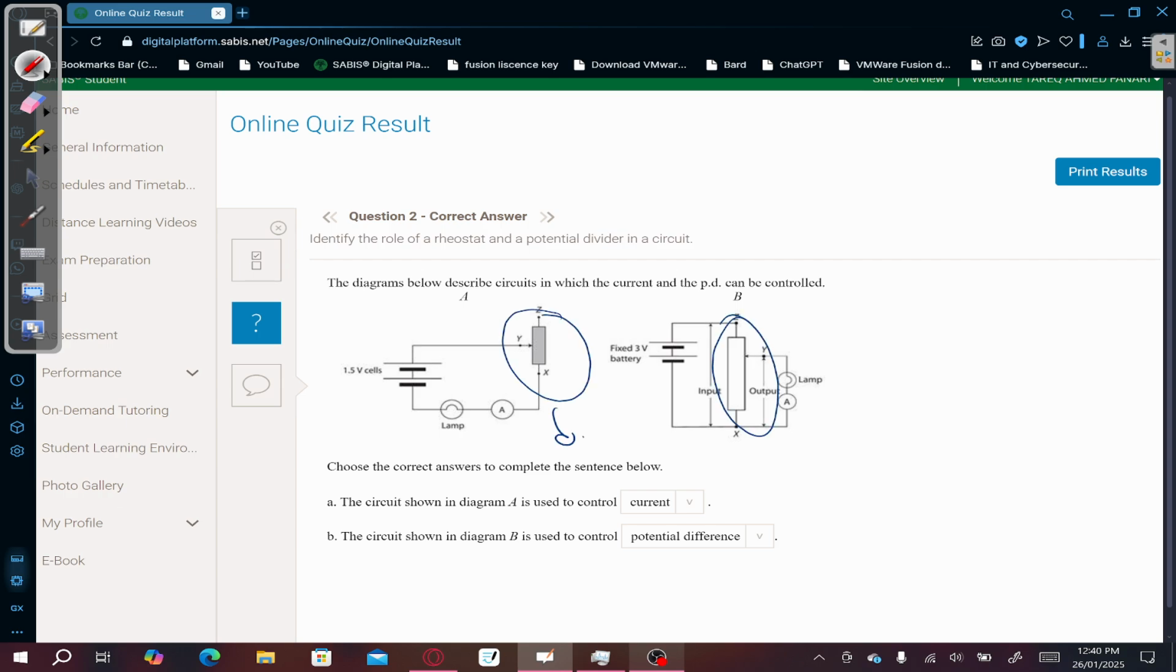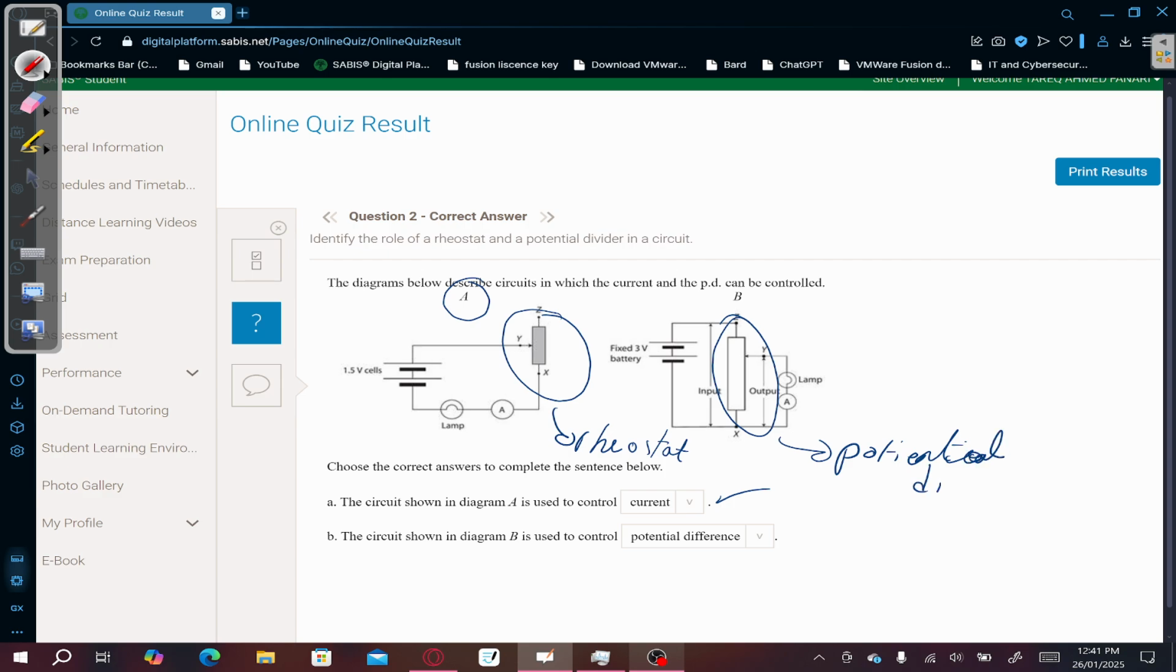Now, this is a rheostat. A rheostat is used to control the current. Just memorize it. Whenever you see this bold thing, it is a rheostat. If you see X, Y, Z or whatever, three points and a bold rectangle, it is a rheostat straight away. A rheostat controls current, so circuit A is controlling current. Okay, now circuit B. This is a potentiometer or a potential divider. Let's call it potential divider since that's what they want.